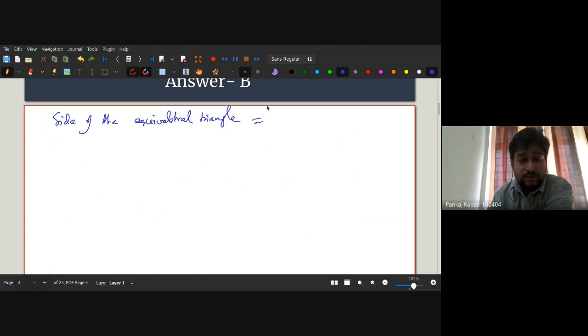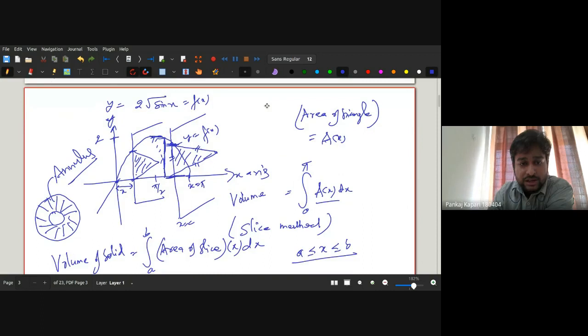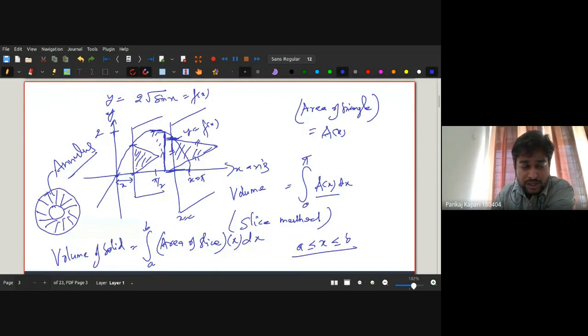So what can be the side of the equilateral triangle? Can anyone tell me what this particular distance is? The slice we are taking is at distance x. From the y-axis, we are at a distance x, and then we are getting a slice. This will be our slice.